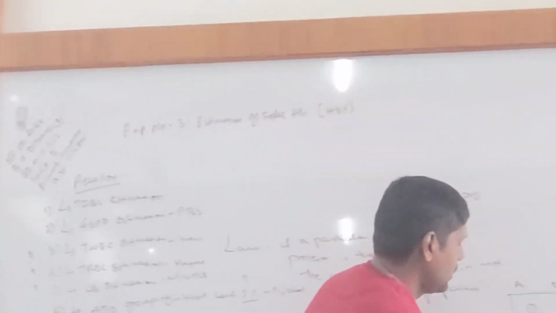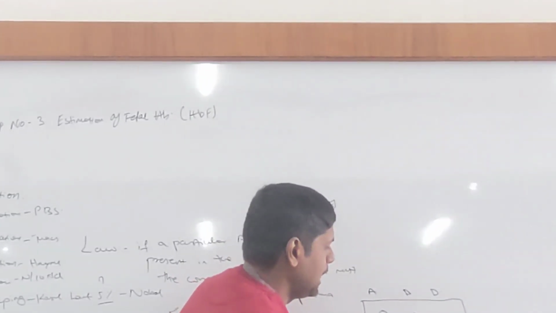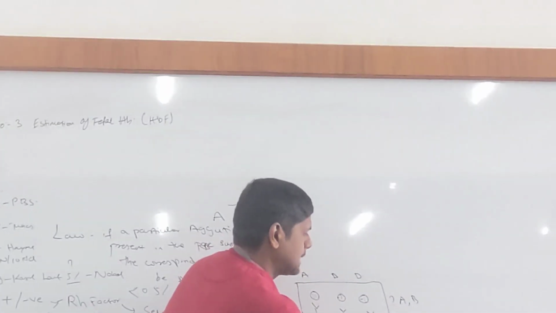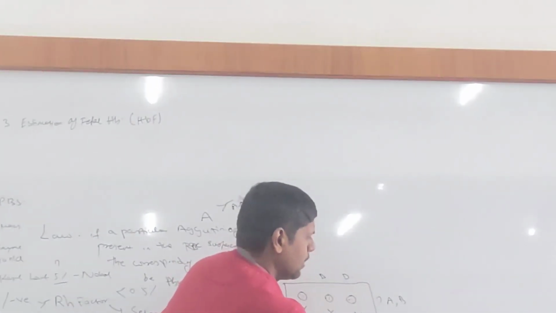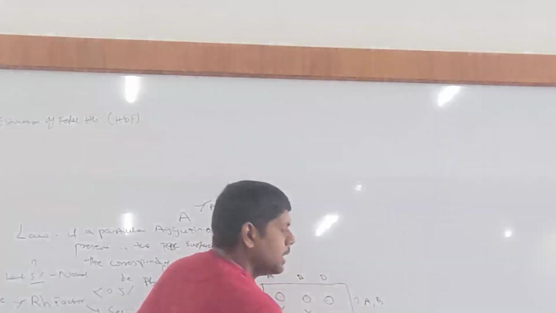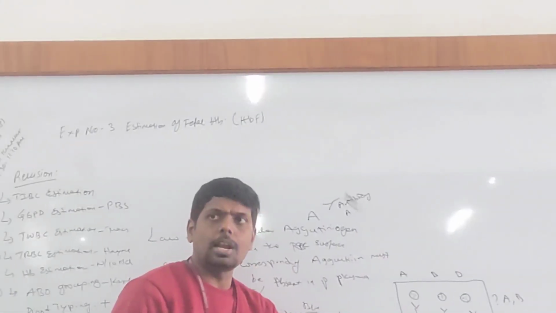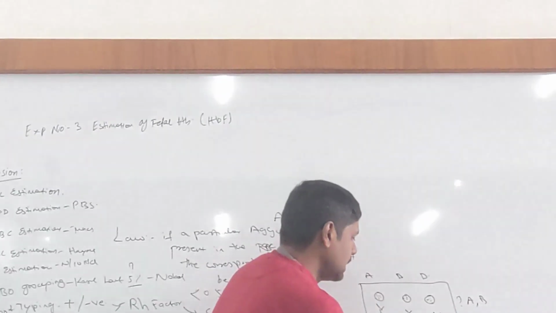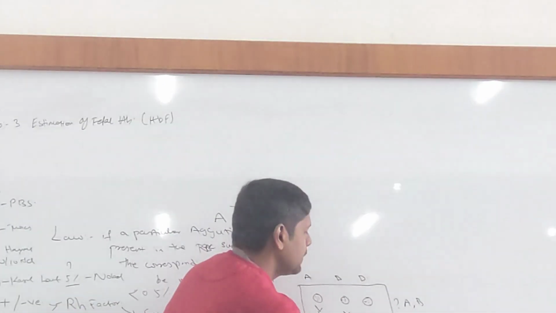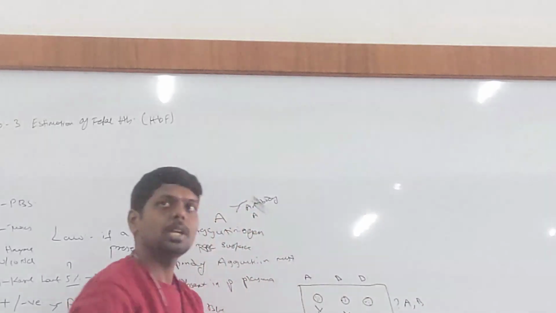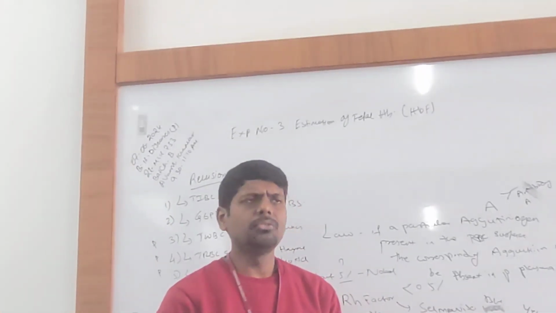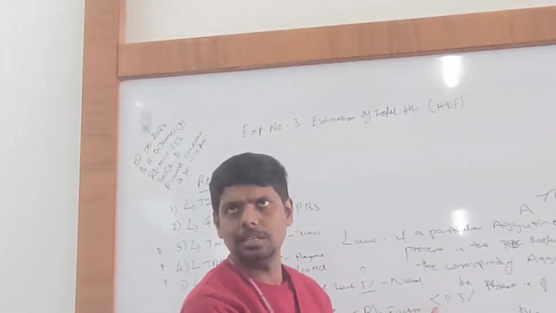Write down the statement. If we detect antigens on the surface of RBC, this grouping is called forward grouping. Forward grouping is what we are doing classically.